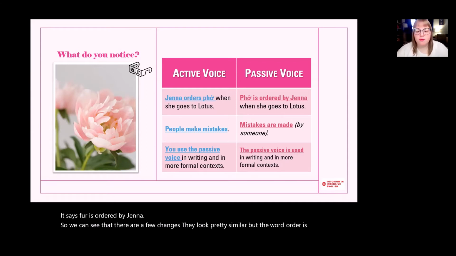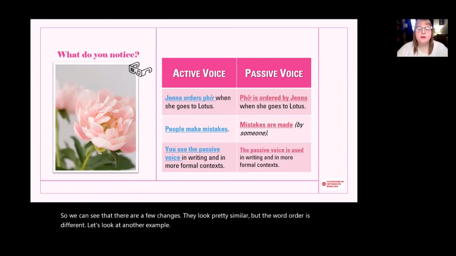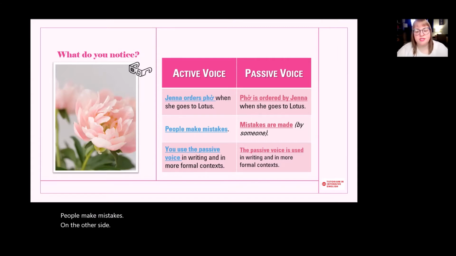Let's look at another example. People make mistakes. On the other side, it says mistakes are made. Okay, so again, the word order is a little bit different. And lastly, you use the passive voice versus the passive voice is used. Word order, as I said, a little bit different. So what's different about the word order?